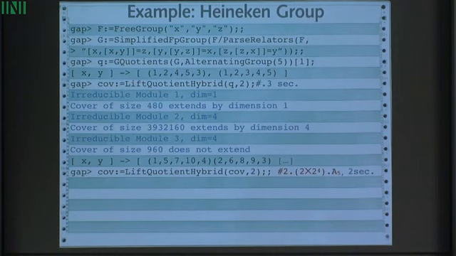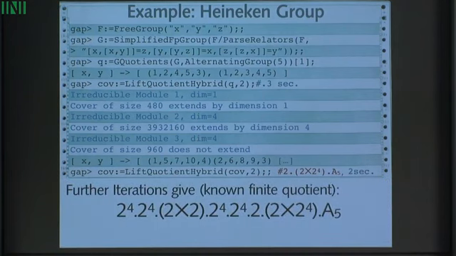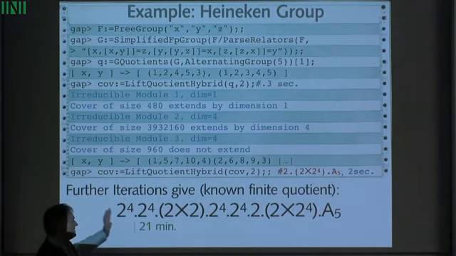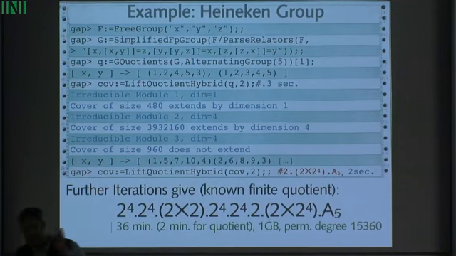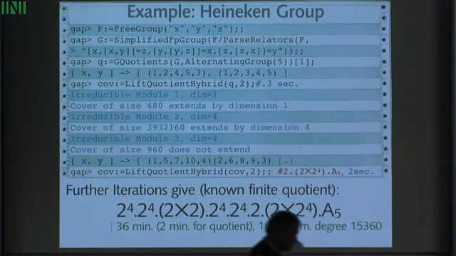And if I iterate further, I find finally the largest known finite quotient of the Heineken group. Going up to here is 4 seconds, 30 seconds. Yeah, it takes somehow longer. And really, this permutation representation is what slows it down. I just didn't get to throw it completely out. I get, in the end, this quotient in about 1 gigabyte of memory in permutation degree 15,360. Let me do another example, which I hope is a little bit more impressive.